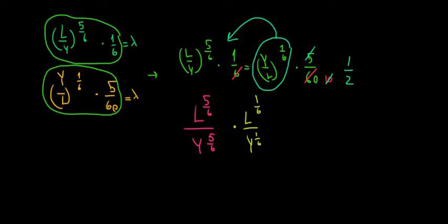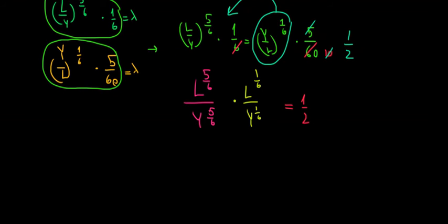So that's going to be equal to 1/2. That's what we're left with on the other side. Now, with that said, L to the power 5/6 times L to the power 1/6, well, we have the same base, we add the powers, 5/6 plus 1/6 is 6/6, which is 1. Over here, it's going to be the same, it's y to the power of 1, equals 1/2.